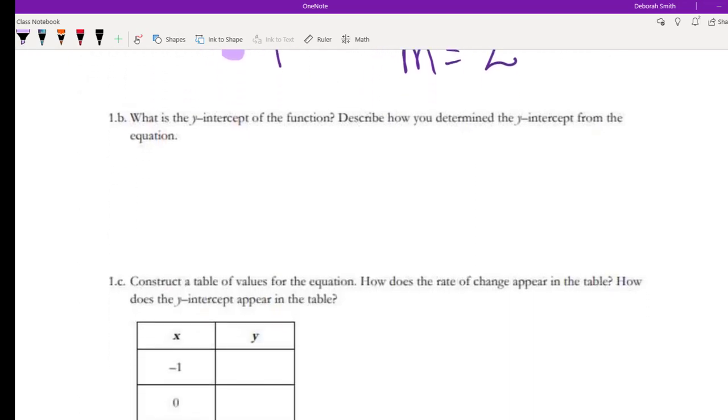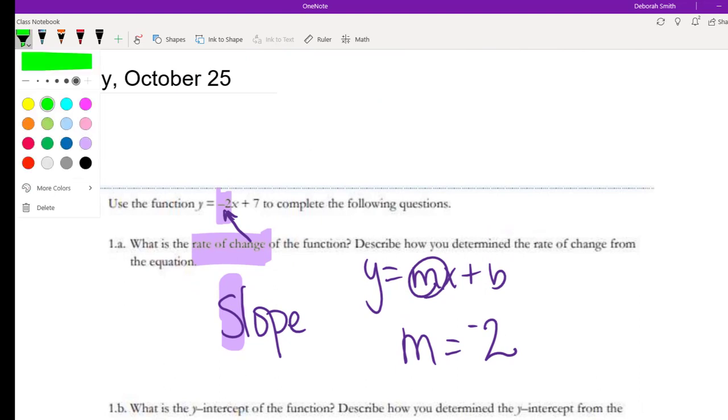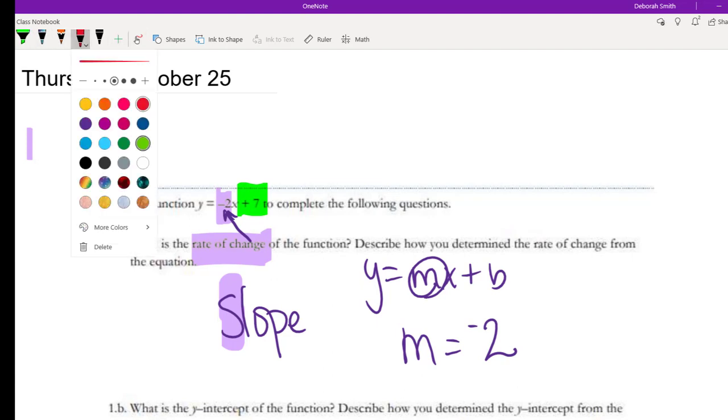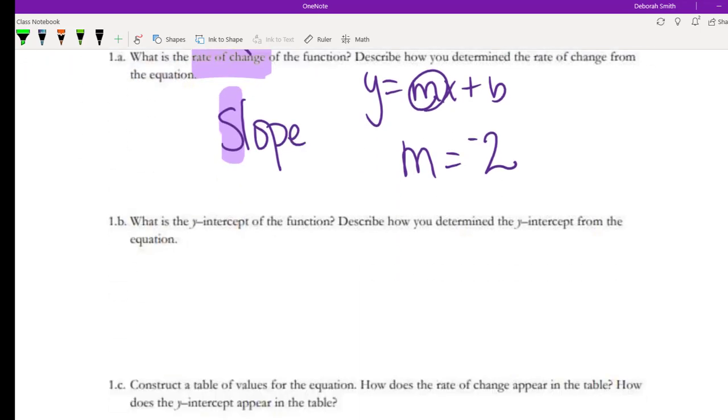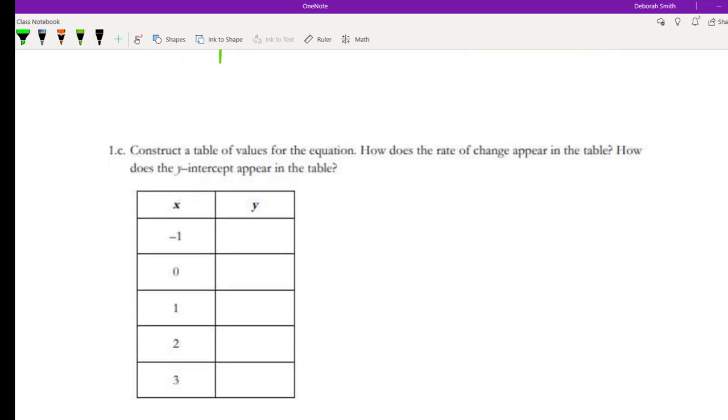The y-intercept of the function would be anything that we are adding or subtracting. So the y-intercept for this is going to be positive 7. So make sure you use the sign in front of that 7, because that is what is either added or subtracted there. In this case, it is added.